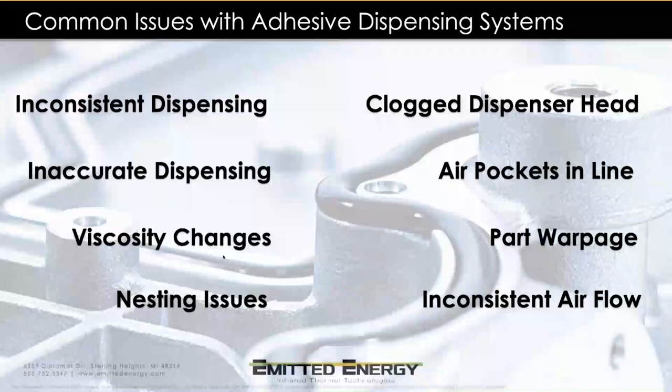This is a very large task, I should say, of getting your head wrapped around how do I ensure that I'm not going to have viscosity issues or inconsistent air issues or part warpage or air pockets in my line, different things like that, or clogged dispenser heads. I mean, that's a lot of variables that you have to control in order to have a repeatable, consistent, and reliable dispensing system. So those are the common issues.